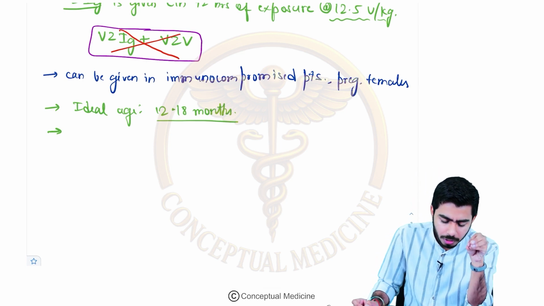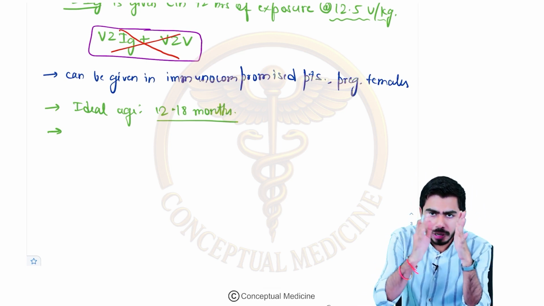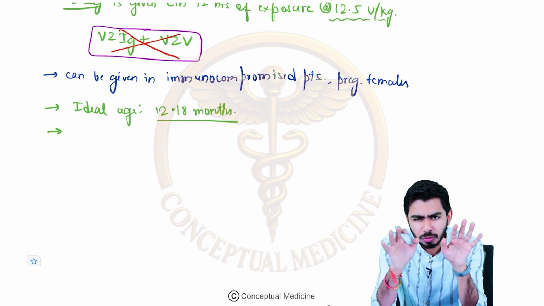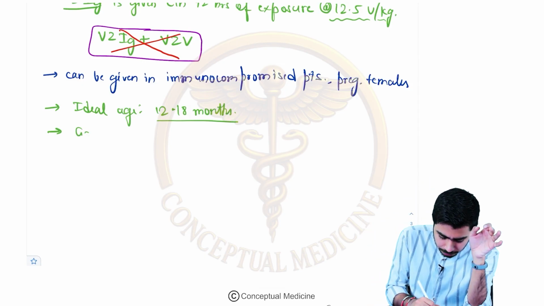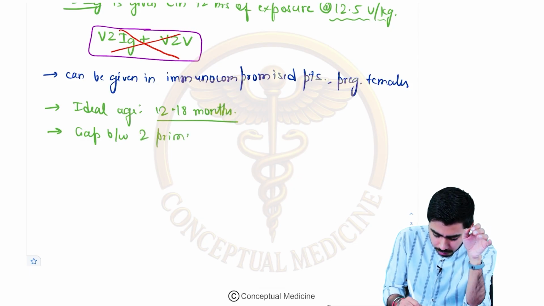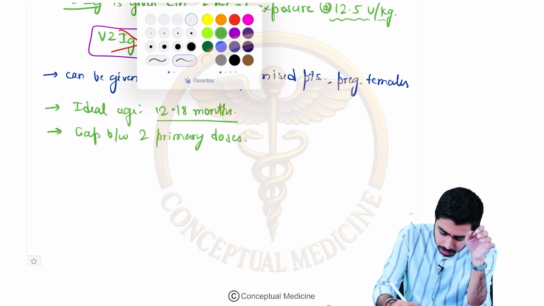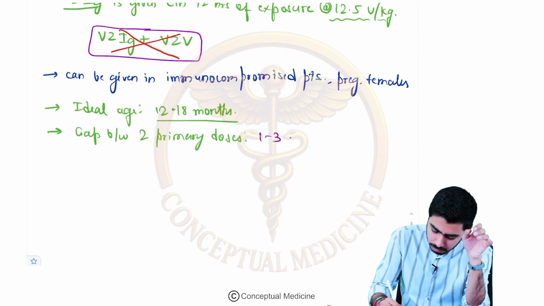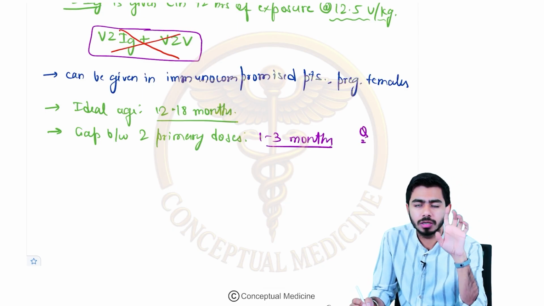But the gap between the 2 primary doses would be around 1 to 3 months. So the gap between the 2 primary doses will be 1 to 3 months. Please remember that, it has already been asked. So that is an MCQ.